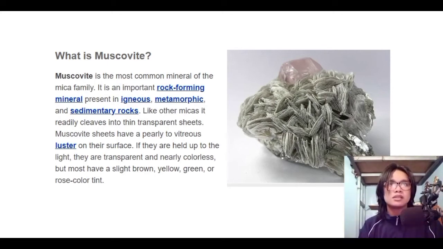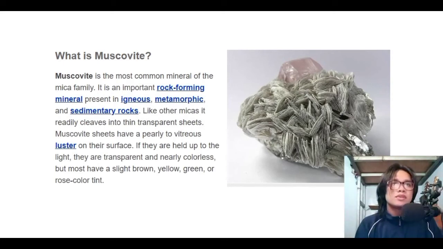Like other micas, it readily cleaves into thin, transparent sheets. Muscovite sheets have a pearly to vitreous luster on their surface. If they are held up to the light, they are transparent and nearly colorless, but may have a slight brown, yellow, green, or rose-colored tint.